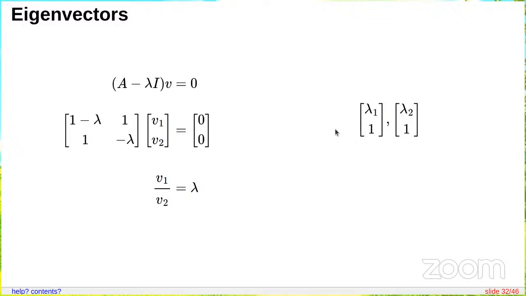So lambda 1 comma 1 and lambda 2 comma 1 are two eigenvectors corresponding to the two eigenvalues, lambda 1 and lambda 2. Are they linearly independent? Yes, they are, because you cannot express one as a multiple of the other. So we have two linearly independent eigenvectors. Therefore, what can you conclude? A is diagonalizable. Exactly, so A is diagonalizable.